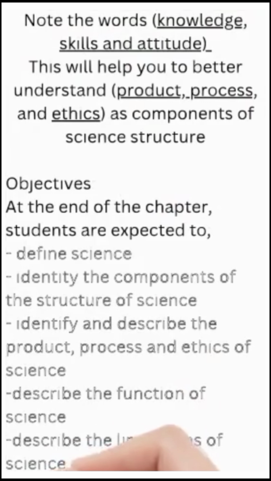Objectives. At the end of the chapter, students are expected to define science, identify the components of the structure of science, identify and describe the product, process, and ethics of science, describe the function of science, describe the limitations of science, identify the three characterizations of the 17th century, describe the history of the two major forms of scientific methods.